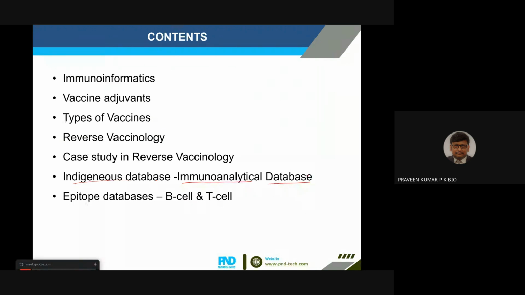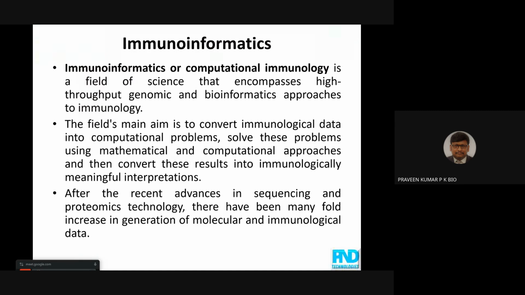This database was developed by two PG students under my mentorship as well as Professor M. Sivanandam sir's mentorship. And we are also going to discuss epitope databases of B cell and T cell. Now, let me first go with immunoinformatics.